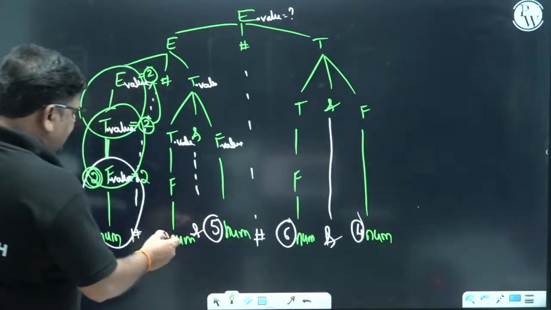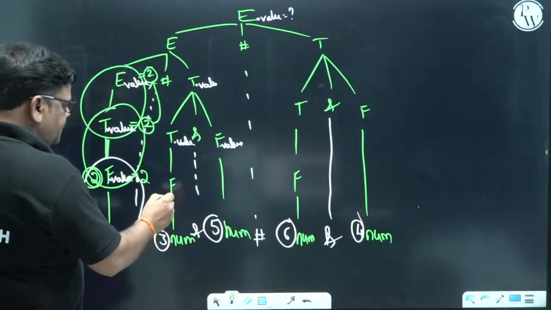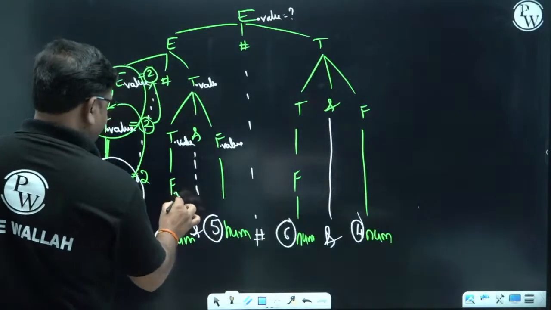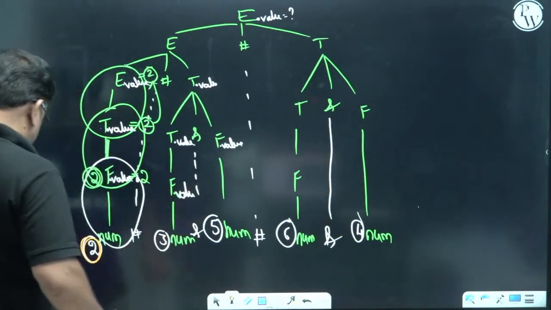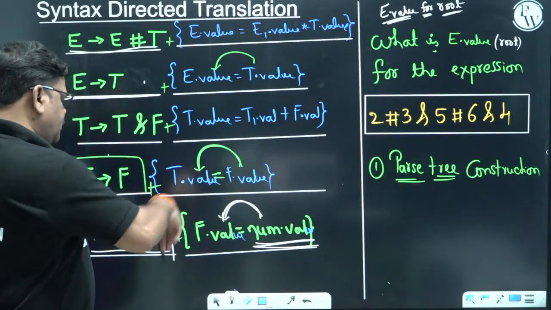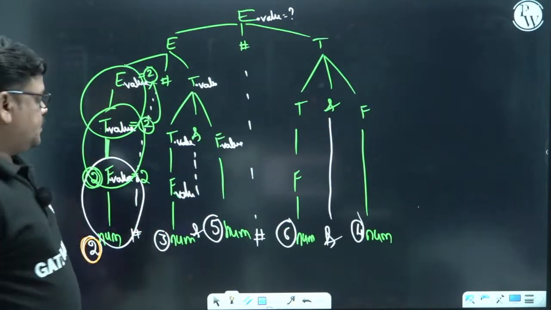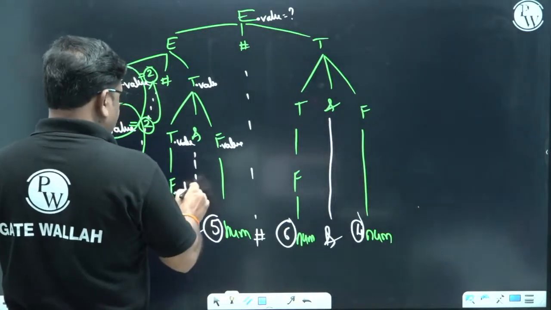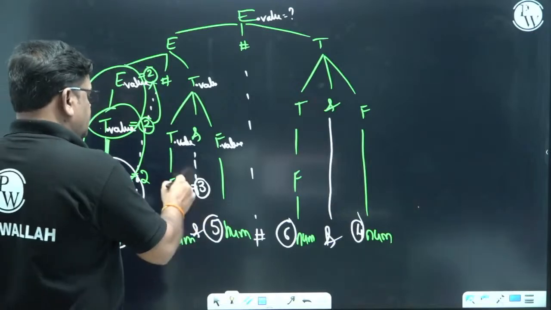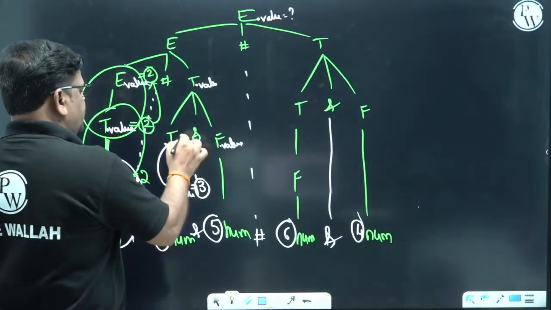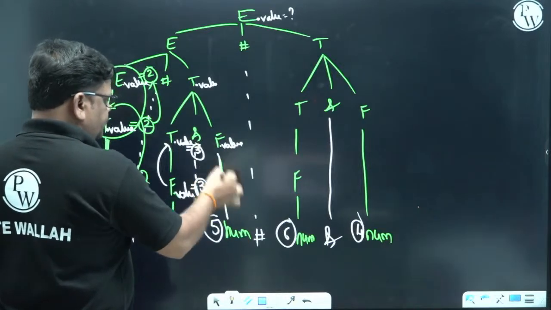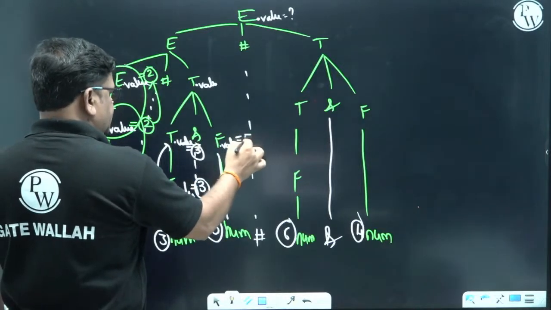Next, same thing. Whenever you are using this production, the F value is nothing but, what is the rule? Same thing. Whenever we are using this grammar production, its rule, number value will be assigned to F value. So what is the number value? 3. That will be assigned here. Then we are using this. So F value assigned to here, that is a known thing. Whenever we are using F to num, this value 5 will be assigned here.